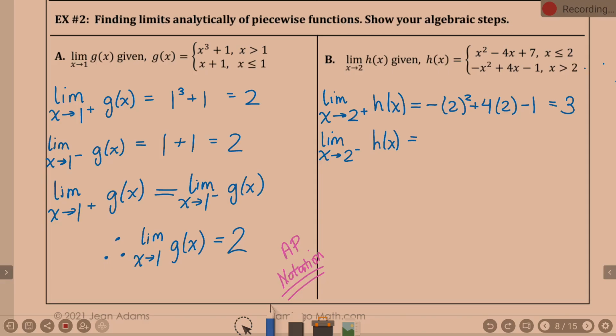Limit as x approaches 2 from the left of h of x. Now we're plugging into the other one. 2 squared minus 4 times 2 plus 7.